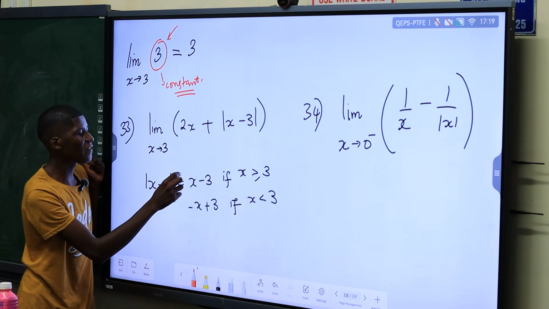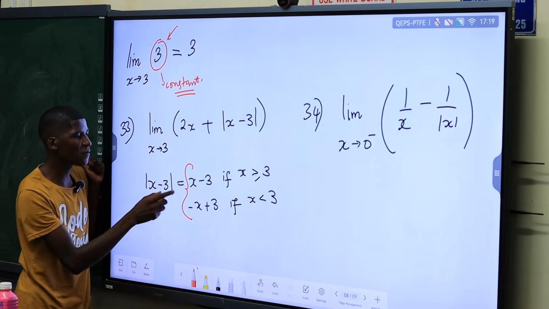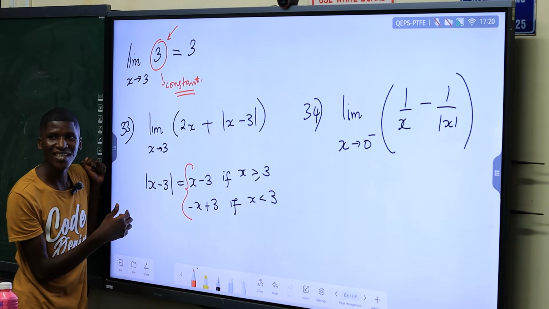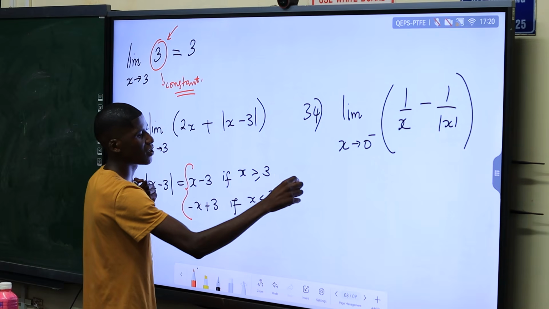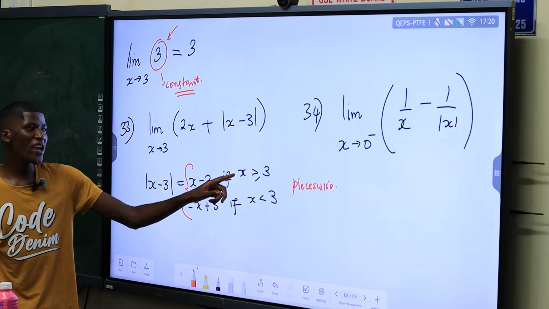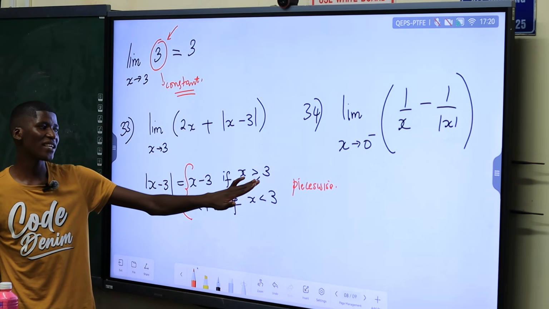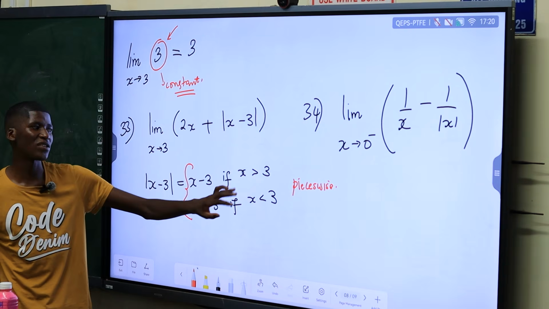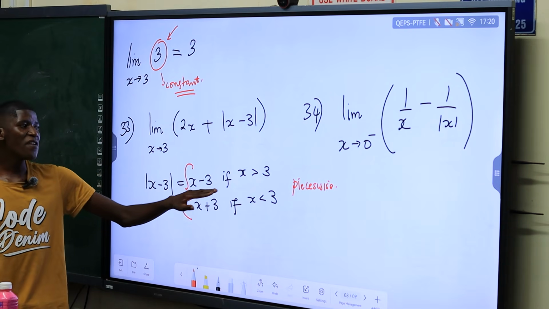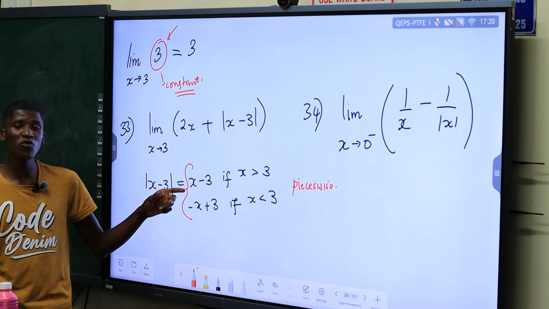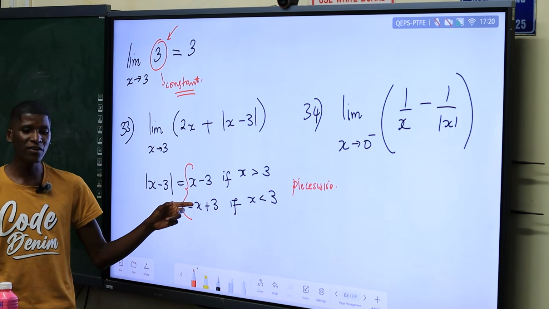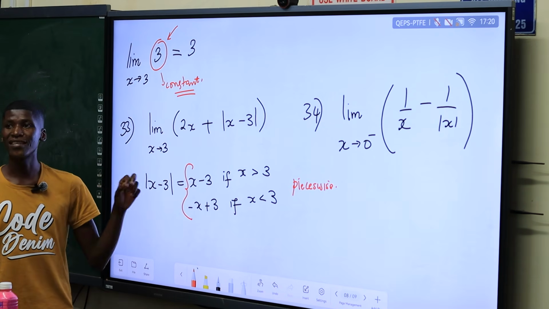So the absolute value function is a type of function, the piecewise function again. It is defined by 2 different equations. Let's just take less than, not equal to, because in limits we are just getting close. We are not exactly at 3. So if x is greater than 3, your function is the x minus 3 equation. But if x is less than 3, your function is minus x plus 3.